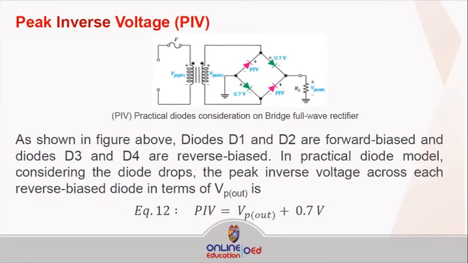Now we will discuss the peak inverse voltage in a practical diode consideration of a bridge full wave rectifier. Okay, ano yung PIV dito? As shown in the figure above, diodes D1 and D2 are forward bias. Okay, ibig sabihin, it allows the current to flow in the load resistor, and the diodes D3 and D4 naman is reverse bias. Yung counterpart nito is block the current.